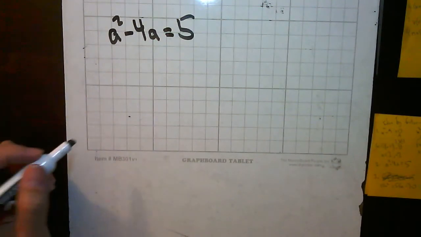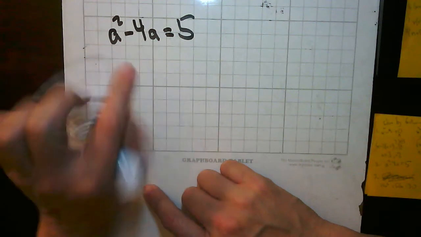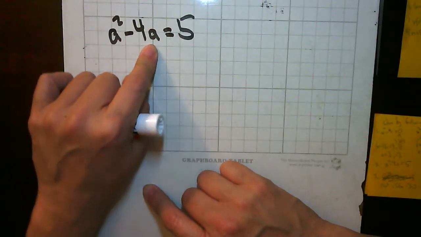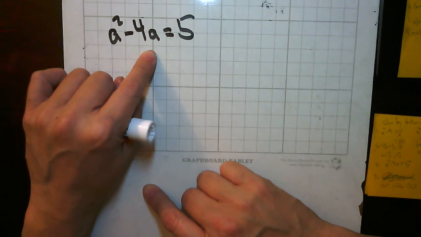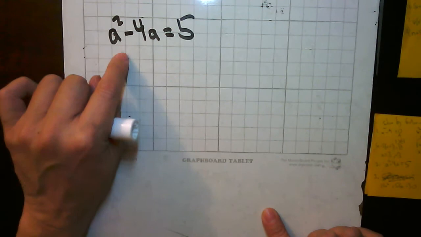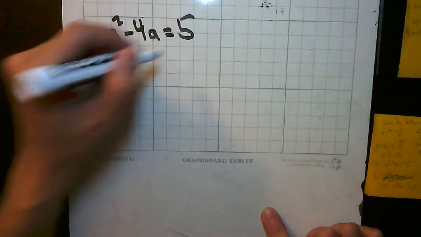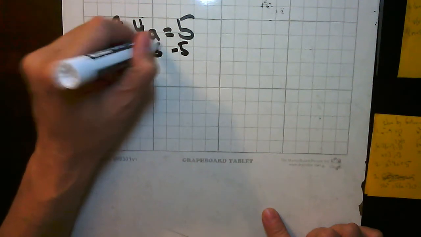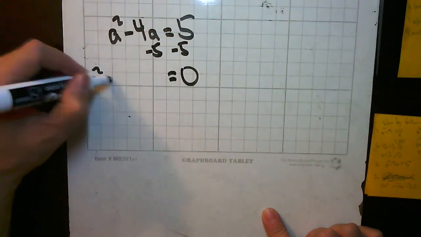Okay, so here's the next problem we're going to do. a squared minus 4a equals 5. Notice here that this has a b term. So this you can't solve by taking square roots. It's not going to work. Actually, it's going to be more complicated if you try to do that. So in this case, we're going to follow the steps that we laid out last time. We're going to make one side 0. So I'm going to make this side 0. So we got 0 equals a squared minus 4a minus 5.